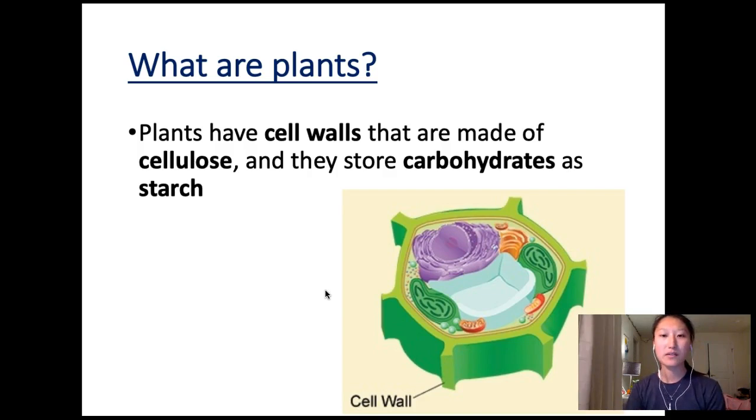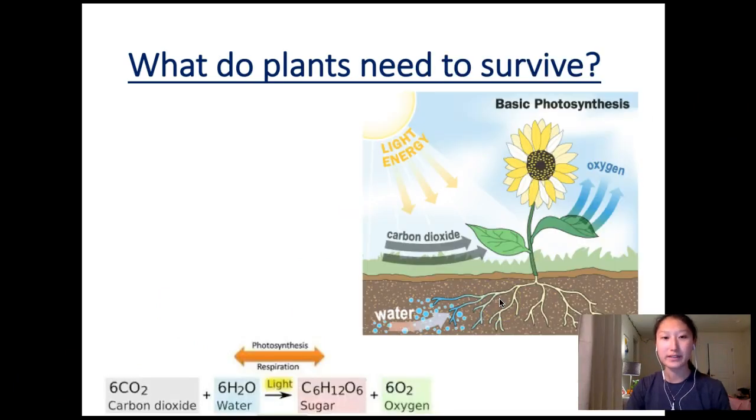All the plants have a cell wall. They're made out of cellulose, which is a type of carbohydrate, which is different from the cell wall in fungi and bacteria and archaea. So this is the cell wall for plants, and they store carbohydrates as starch. A lot of those carbohydrates are stored inside the vacuole of the plant cell.